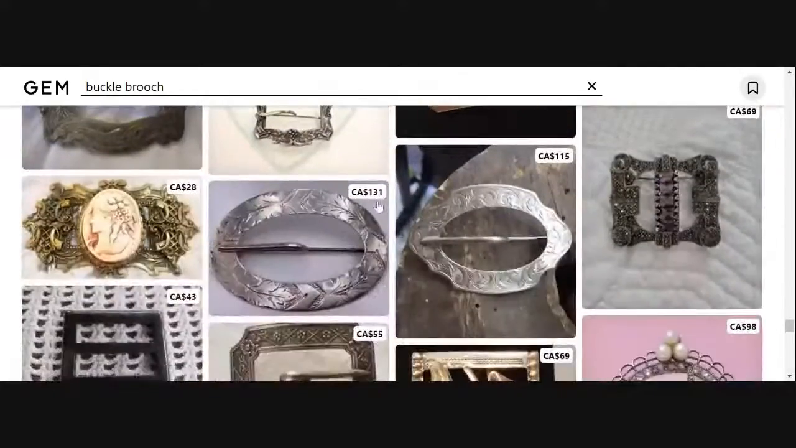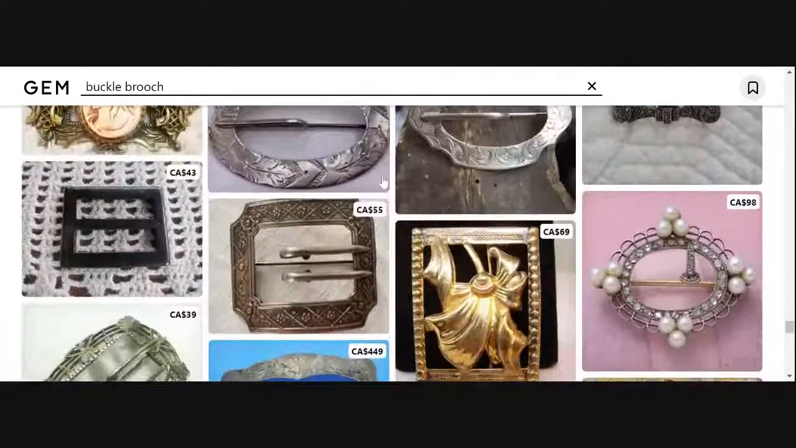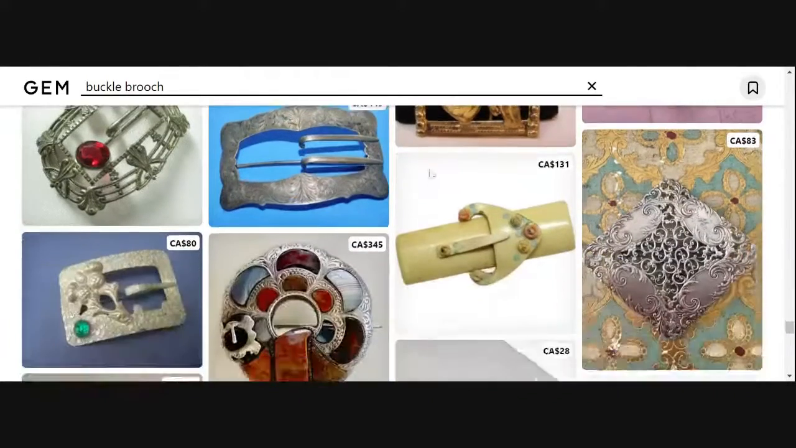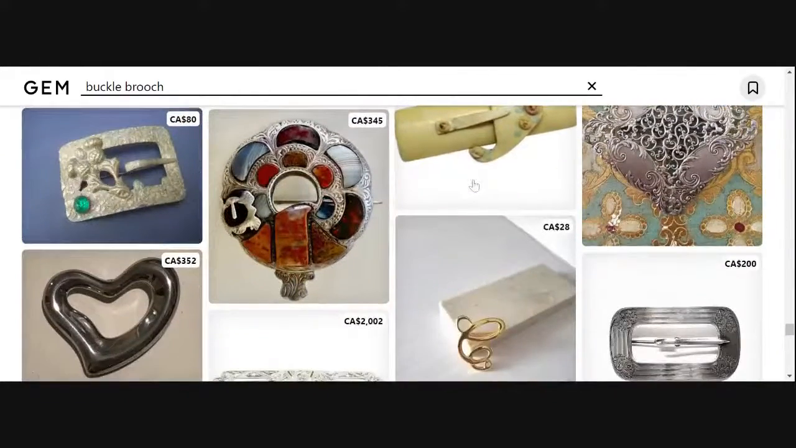I'm curious, tell me in the chat, what materials do you prefer? Do you like costume, base metal? Do you prefer sterling? What is it that you like best?